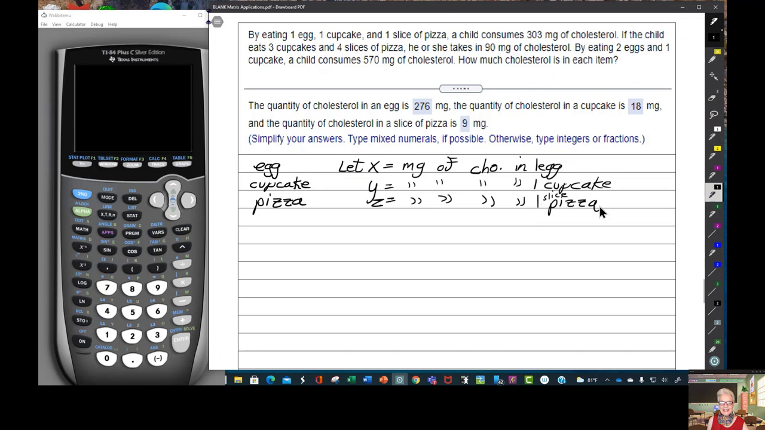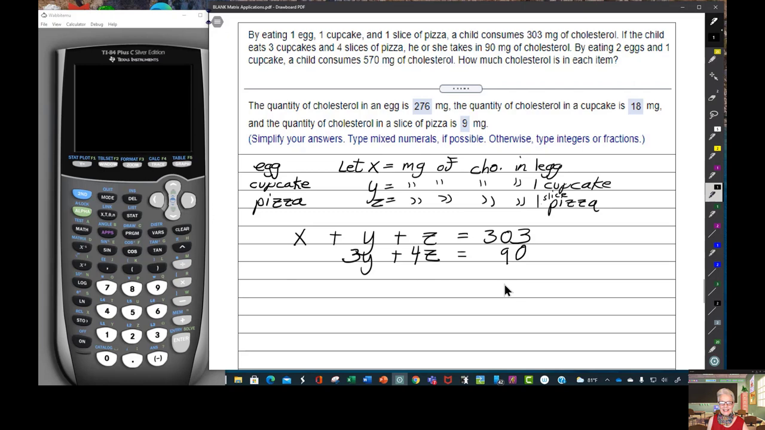And we know if the child eats one egg, one cupcake, and one slice of pizza, the child consumes 303 milligrams of cholesterol. So we'll have X plus Y plus Z equals 303. Okay. If a child eats three cupcakes and four slices of pizza, they only get 90 milligrams. That cannot be true. Still, my mouth is watering.